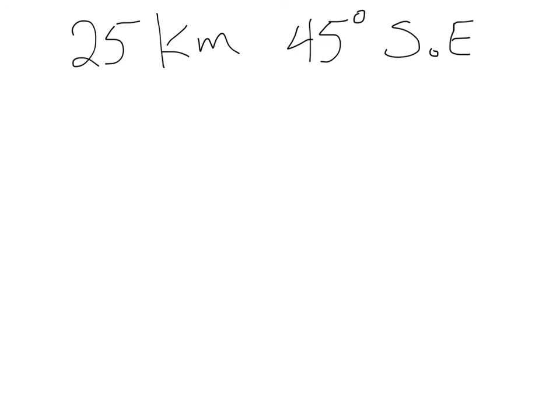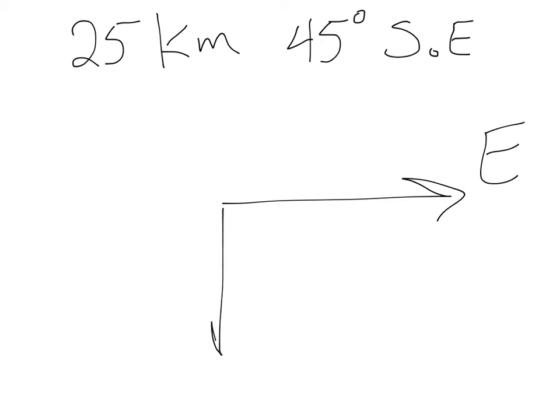If we look at the cardinal directions superimposed on our Cartesian coordinate system, east lies on the positive x-axis. So this is east in this direction. This is south in the negative y direction. And so south of east means we're opening our angle south of east. And so this is our angle right here.